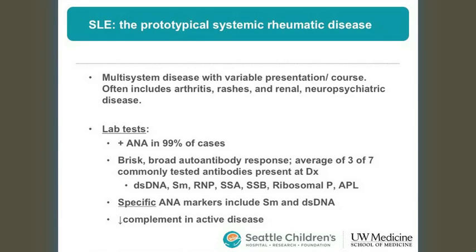The markers that are more specific for lupus are Smith and double-stranded DNA, and double-stranded DNA is pathogenic, so it's part of the disease causing, in lupus, especially in patients with renal involvement.